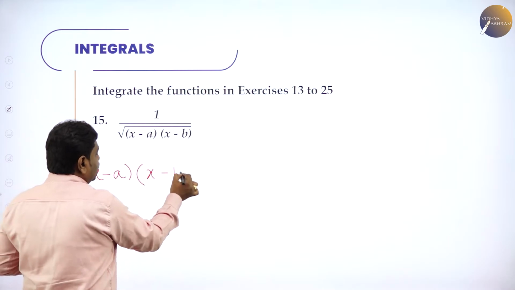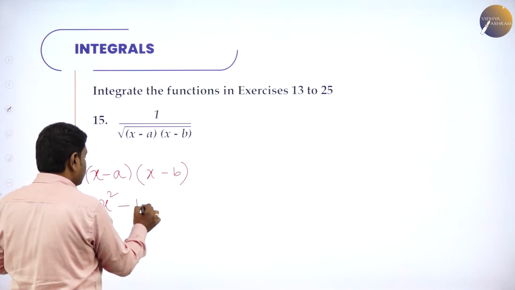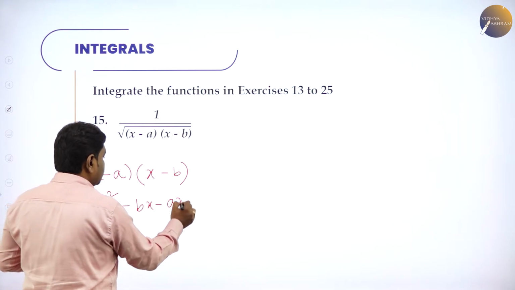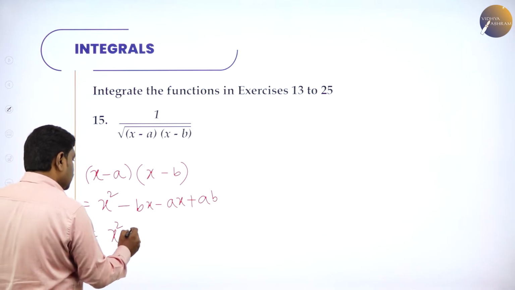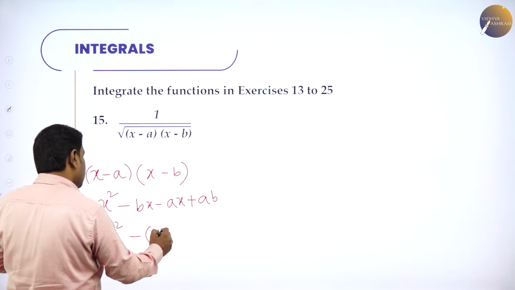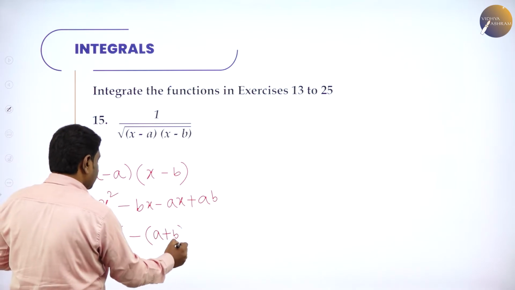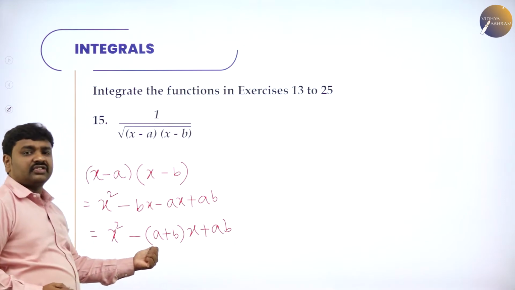If you multiply, x into x becomes x square minus bx minus ax plus ab. Now I can take x square, and take minus common. In these two it will become ax plus bx, and can I write a plus b into x, plus ab. Now what is the coefficient of x? Coefficient of x is a plus b.